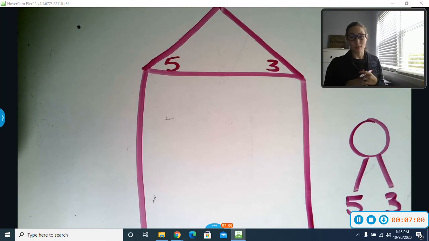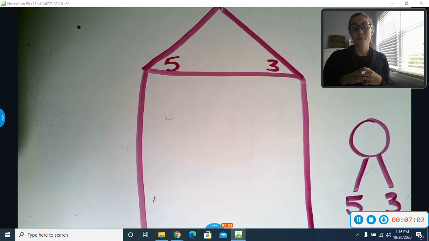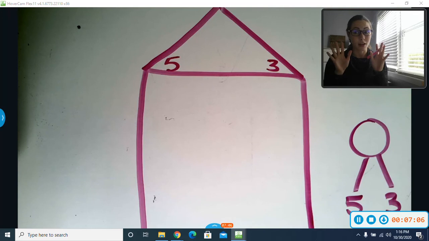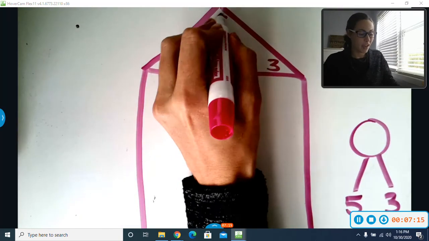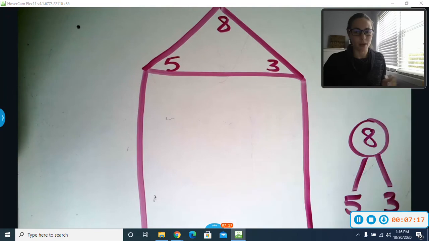Maybe you use a strategy of counting on. Maybe you draw a math picture on your board. Maybe you're using your counting tools that are always attached to your hands. What do you get when you put 5 and 3 together? You should have 8 at the top of your roof. Our fact family is 8, 5, and 3.